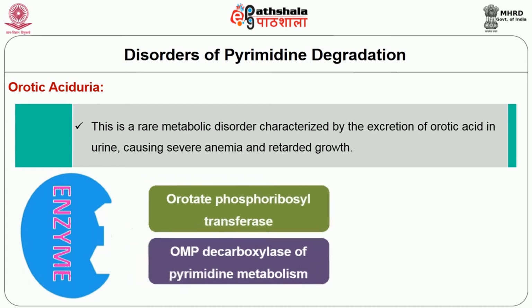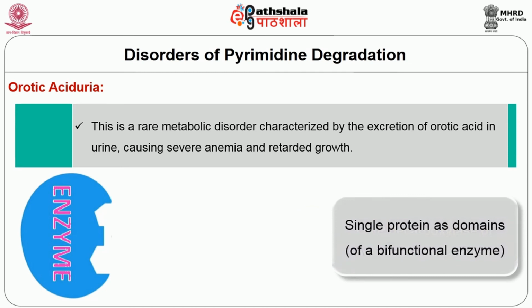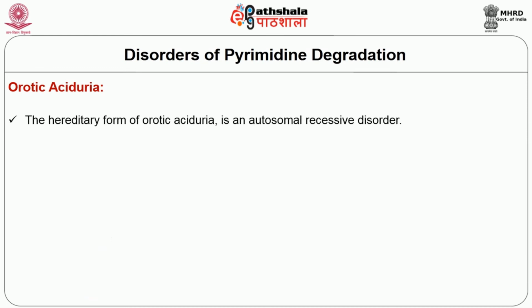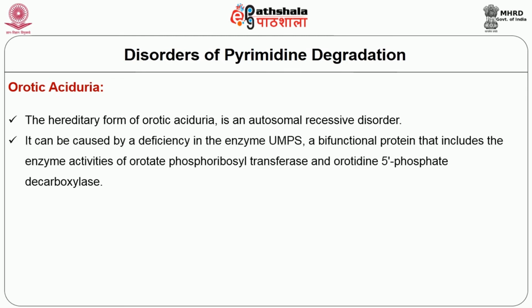Both these enzyme activities are present on a single protein as domains. In other words, it is a bifunctional enzyme. The hereditary form of orotic aciduria is an autosomal recessive disorder. It can be caused by a deficiency in the enzyme UMPS, a bifunctional protein that includes the enzyme activities of orotate phosphoribosyl transferase and orotidine 5' phosphate decarboxylase.